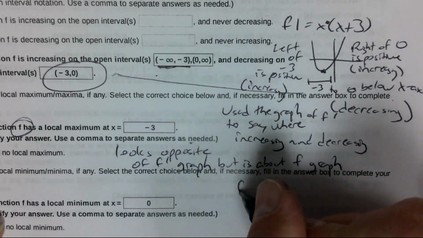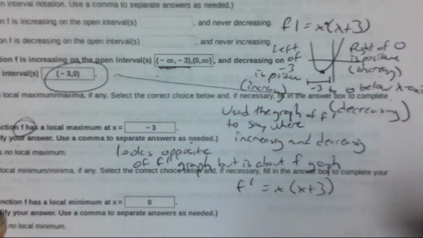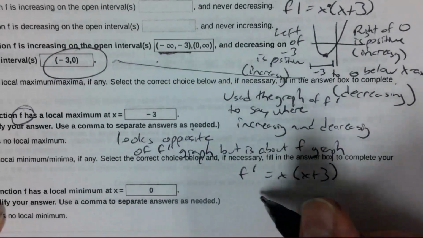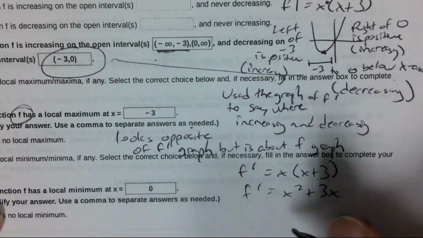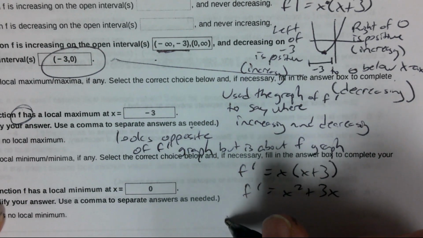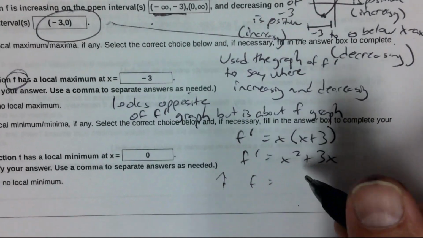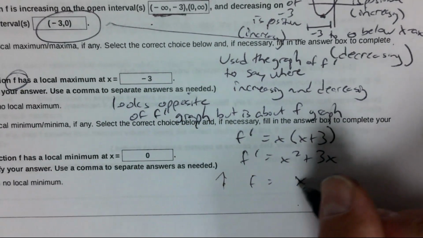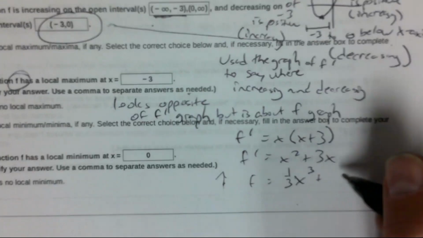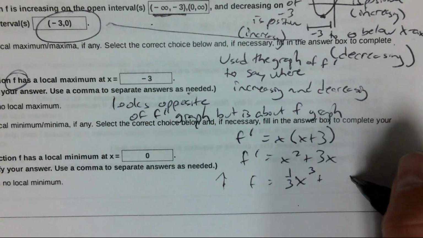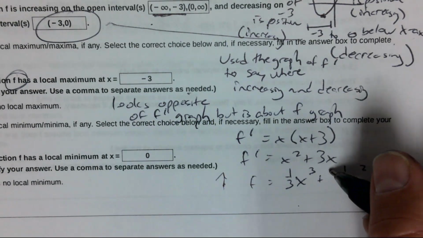So if f prime is x times x plus 3, that means f prime is x squared plus 3x. Now, if we go up a level to f, that means you'd have to bump up to x cubed and put a 1/3 in front. And this would have to bump up to x squared and put a half in front. And then you need your 3 still.